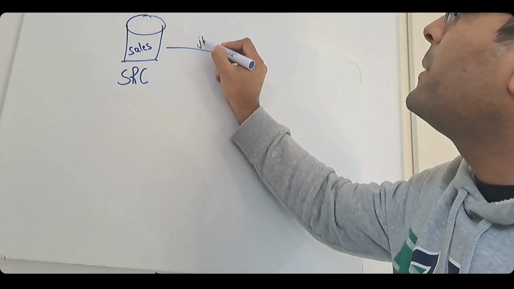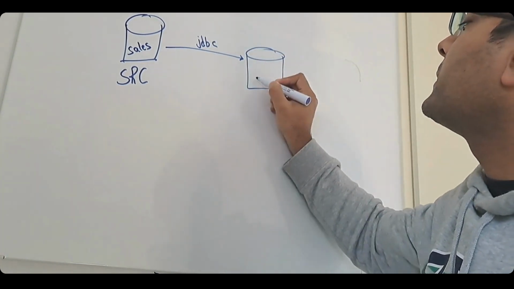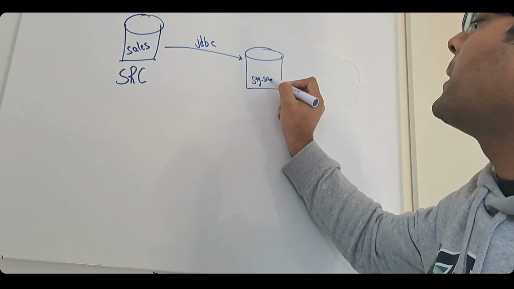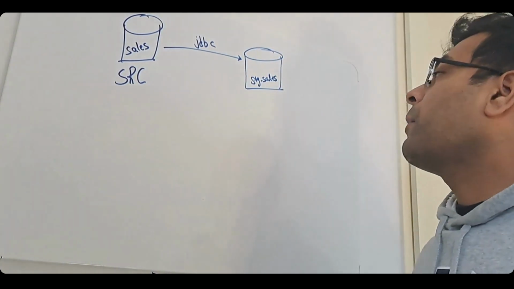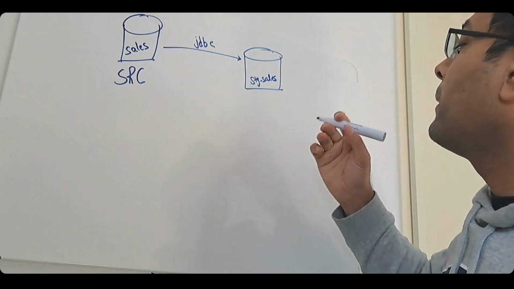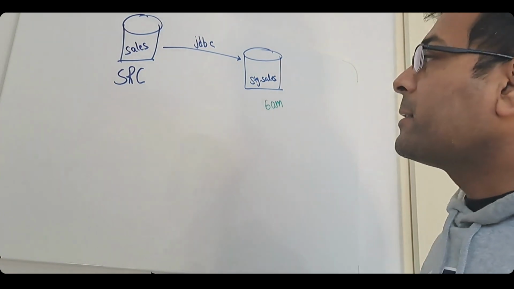We make a JDBC connection, and then we have a staging table here, say staging sales, and it's a daily job. So every day, what will happen? A job will be triggered at 6 a.m. and it's a daily job.